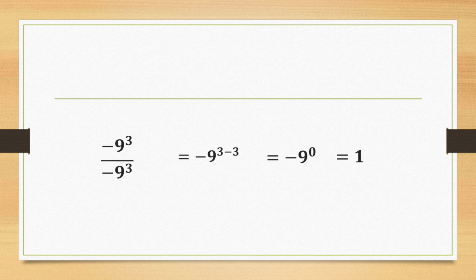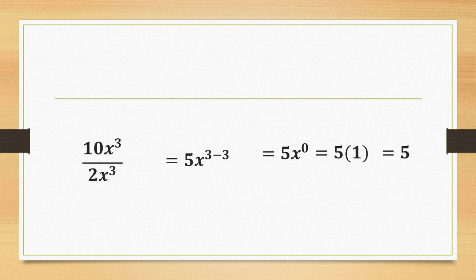More examples. Negative 9 raised to the power of 3 over negative 9 raised to the power of 3. Keep the base negative 9 and subtract the exponents. 3 minus 3 is equal to 0. Negative 9 raised to the power of 0 is equal to 1.